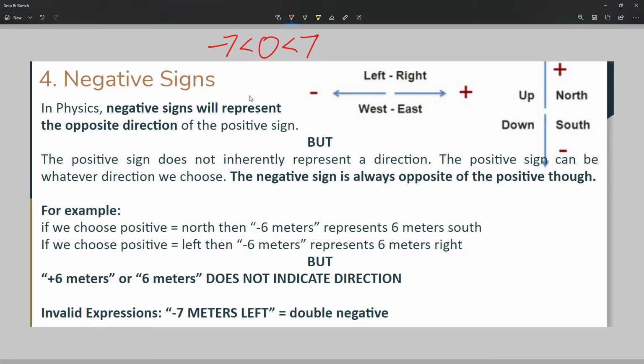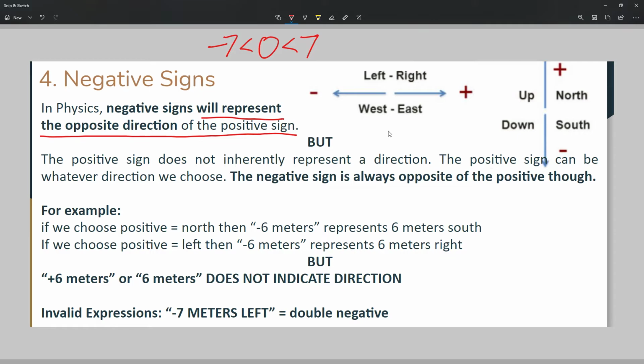But that's not what that means in physics. A negative 7 in physics does not necessarily mean it's less than 7 or greater than 7. The only thing a negative sign means in physics is that the negative sign is the opposite direction of your positive sign. But then what's the direction of my positive sign?